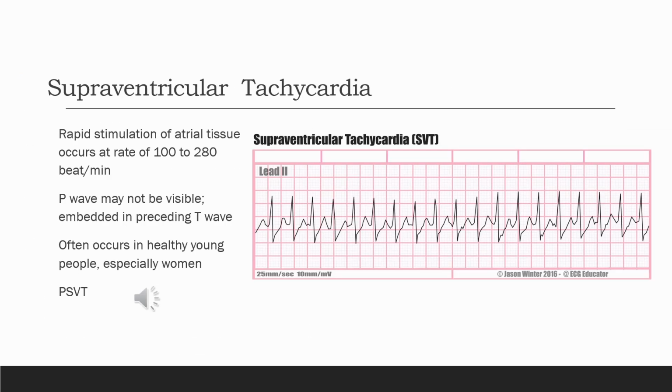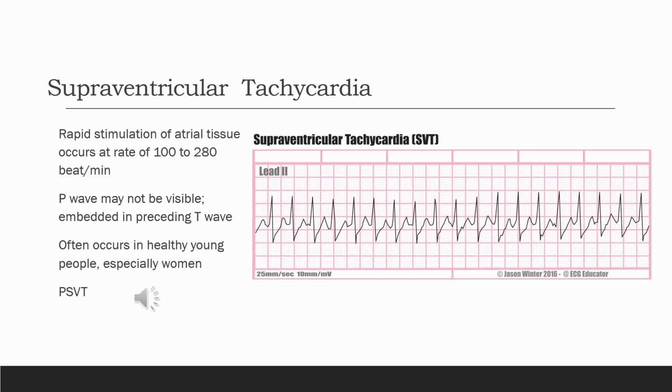All right, so now let's move into supraventricular tachycardia, or SVT. And this is actually one of my favorite conditions to treat in the ER. SVT is a condition where the atrial tissue is rapidly stimulated, and it leads to a heart rate between 100 and 280 beats per minute. That's really, really fast. In some cases, it can be even faster.